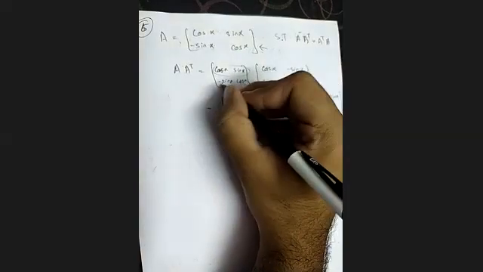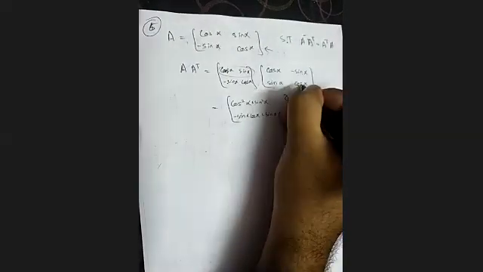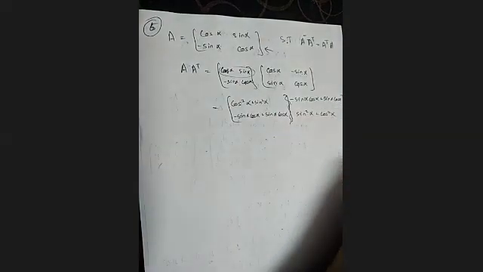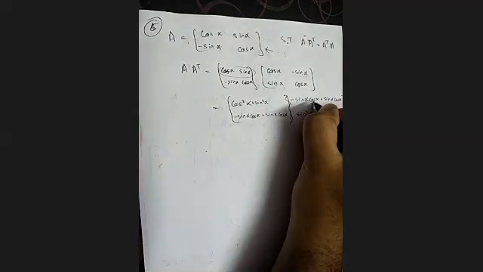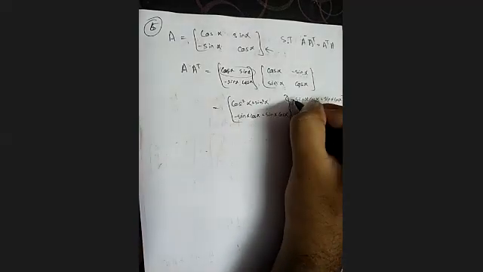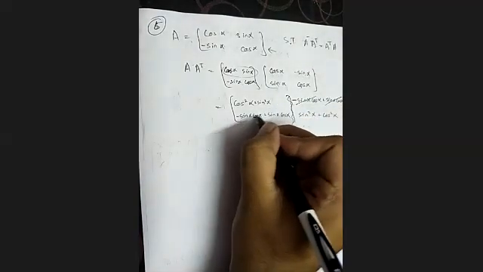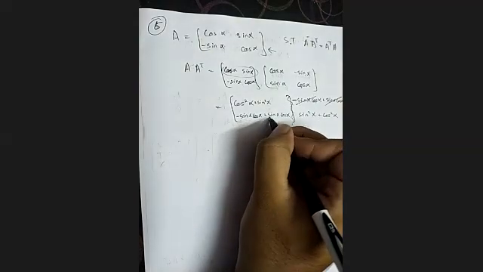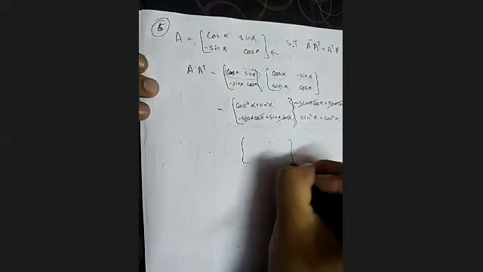Then plus cos into cos alpha will be cos square alpha. So sin alpha cos alpha minus sin alpha cos alpha and plus sin alpha cos alpha gets cancelled. Similarly, minus sin alpha cos alpha plus sin alpha cos alpha gets cancelled. So what will be left?